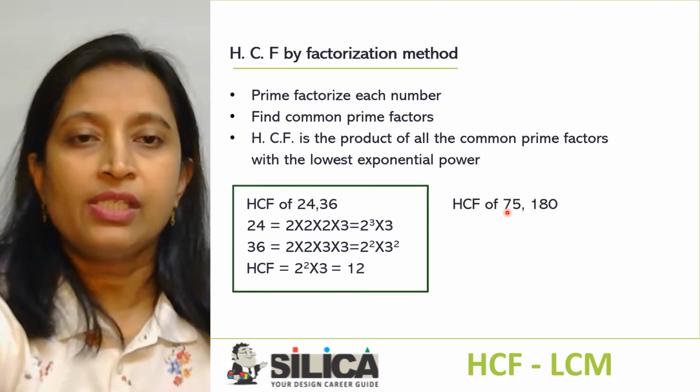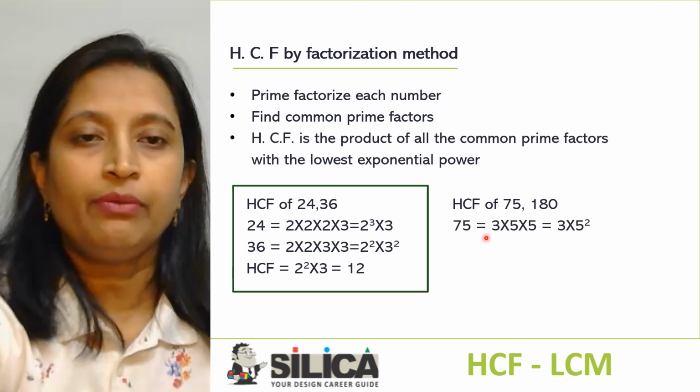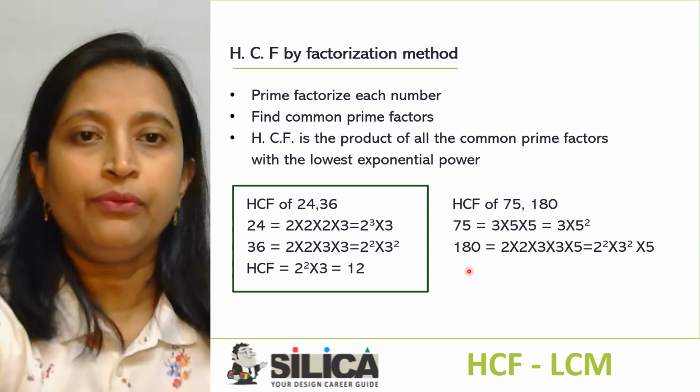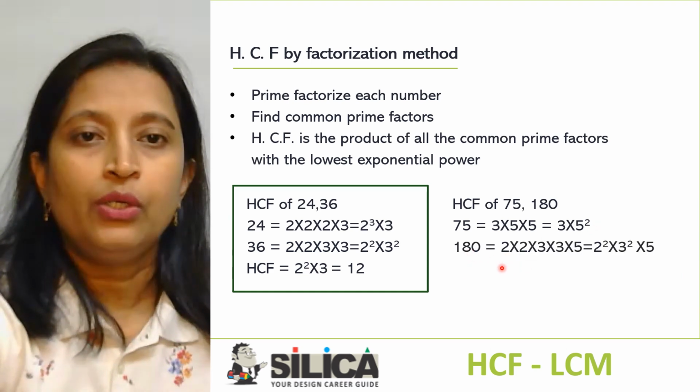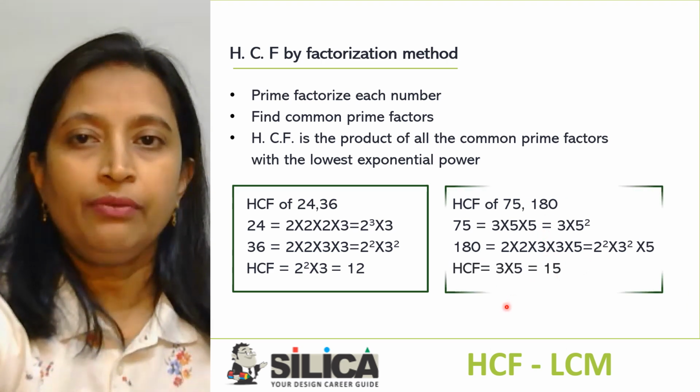Now again, for 75 and 180, we'll find the prime factors. For 75 the prime factors are 3 into 5 into 5. And for 180 the prime factors are 2 into 2 into 3 into 3 into 5. Now the factors common to both are 3 and 5. So HCF will be 15.